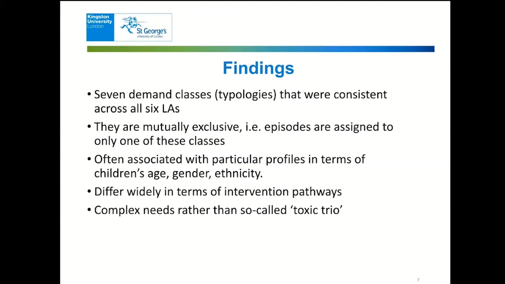So this overall was what we found. We found that there were 7 demand classes or typologies. So we were able to reduce, if you like, these 40 individual factors at assessment to 7 broad patterns that were consistent across all 6 local authorities. So it wasn't that they all had their own patterns. These 6 local authorities seemed to have these consistent categories of need that were coming into the system and receiving services.